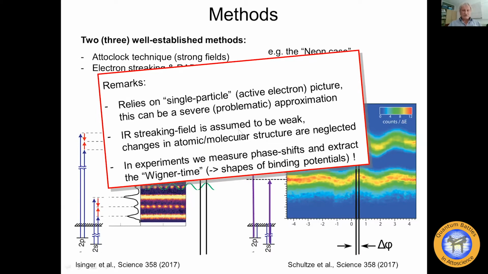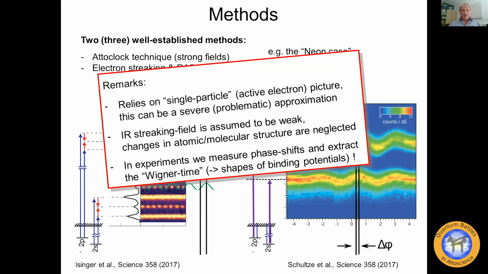It's also assumed, and this was also discussed in the last talk, that the IR streaking field is weak. So changes of the molecular or atomic structure due to the streaking field are neglected. This is also a problematic issue, because good results you get only in the limit of a vanishing streaking field. And what we measure in the experiments is time shifts or phase shifts. And from this we extract Wigner times, or in other words, shapes of binding potentials. This was also nicely discussed by Jan Michael. So we measure the shape of a potential. And this is getting problematic if we talk about long range or Coulombic potentials. And very similar, these concepts apply, for example, to other measurements where you simply measure cross-sections of some processes.